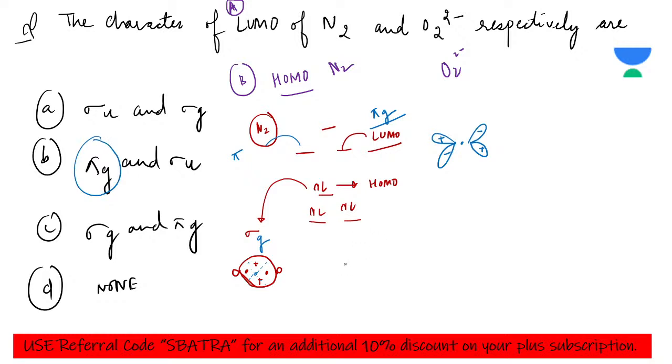What next do we need to do? We need to find out for O2 2 minus. So let's do that for O2 2 minus. O2 2 minus means this is how it will look.